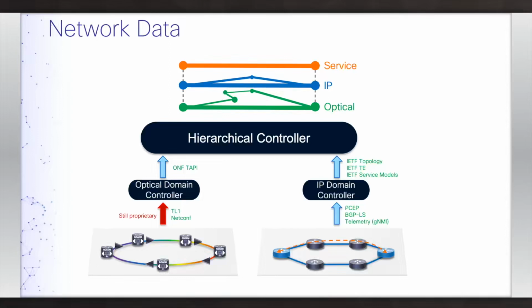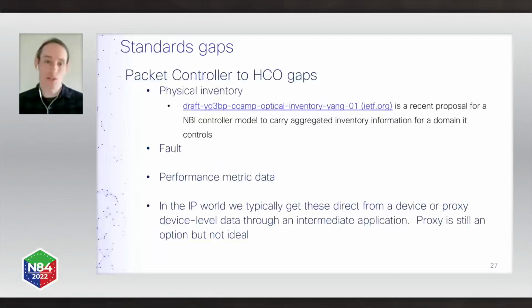But the key is, what gets rendered northbound of those controllers is all standardized data. That way, the hierarchical controller, or HCO, could be from different vendors that are consuming that data, and the applications on those controllers are able to use the data in a normalized manner, no matter where it came from. So where do we have standards gaps with this?